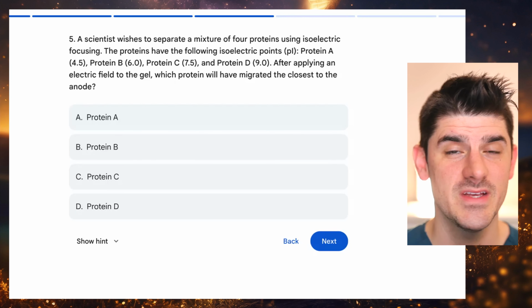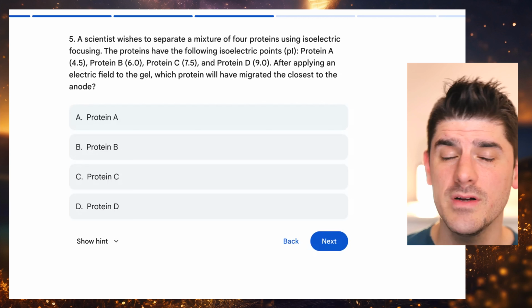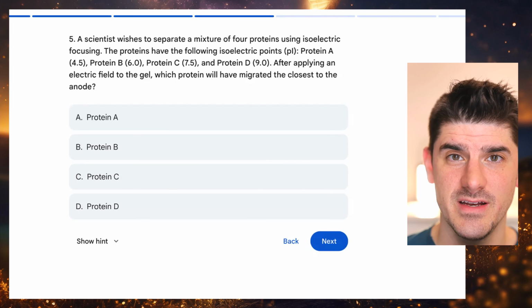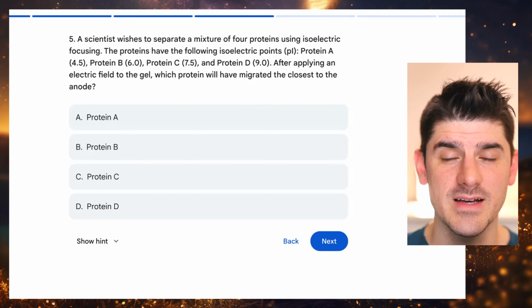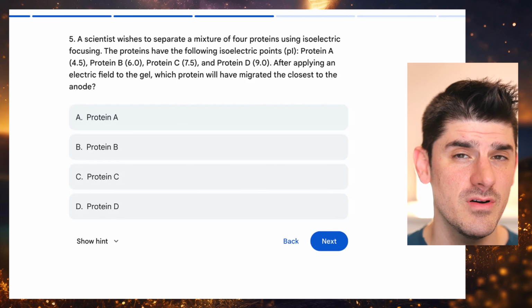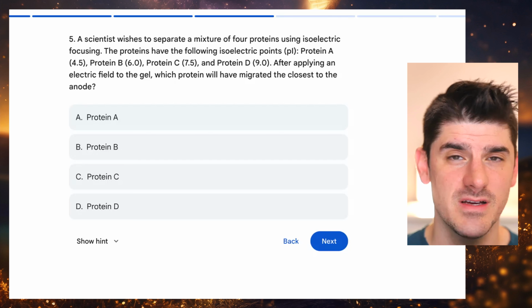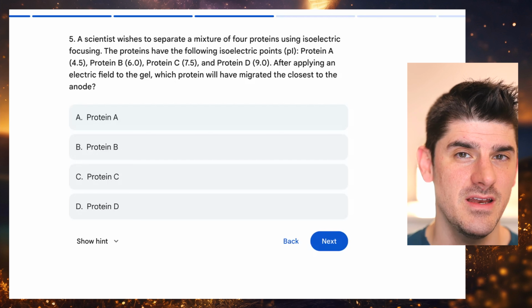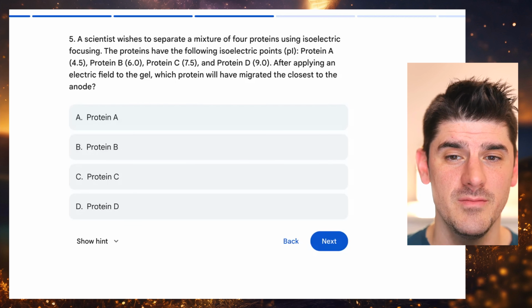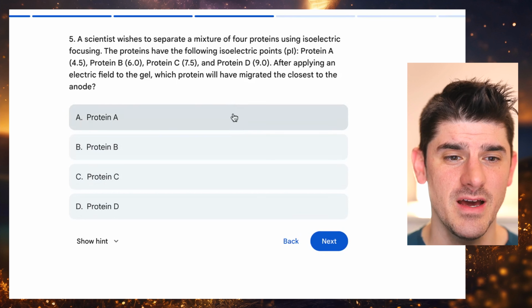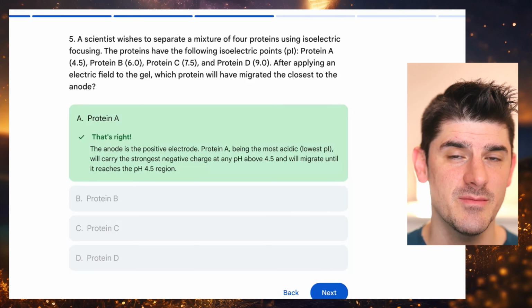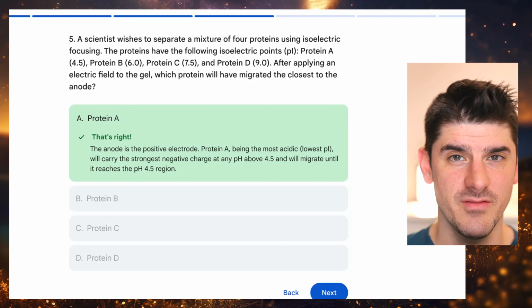All right, so this is describing a scenario where we want to know who is getting closest to the anode or the positive end. So we are looking for the isoelectric point for the protein that is going to be the most negative. In this case, the one that is the most aggressively acidic will maintain the most negative charge and therefore would be protein A with the pI of 4.5. It will migrate until it reaches something equivalent to a pH of 4.5 in that gradient.